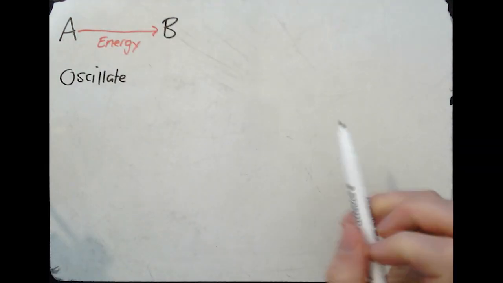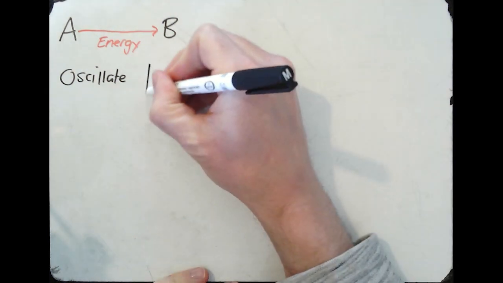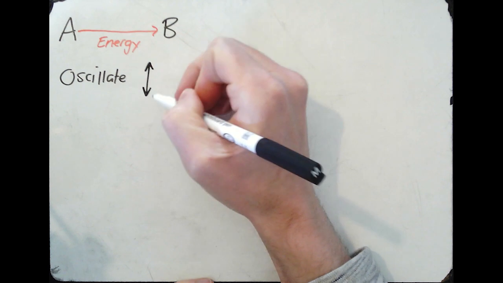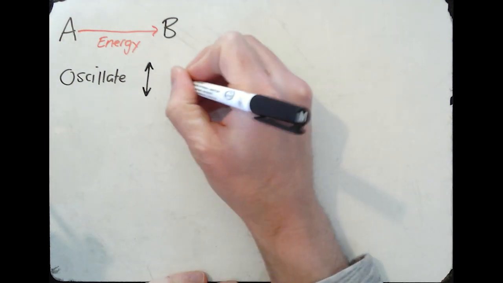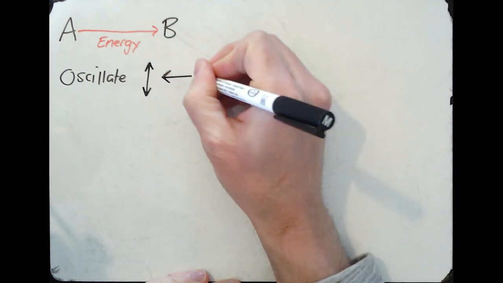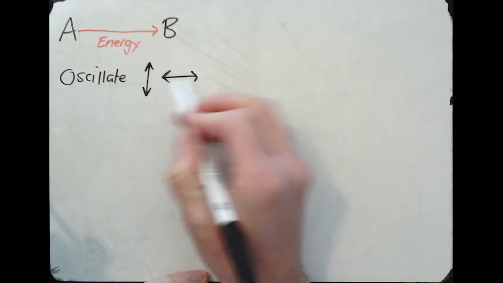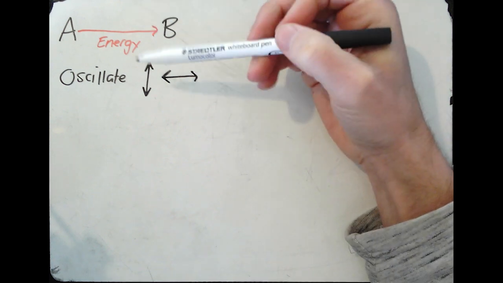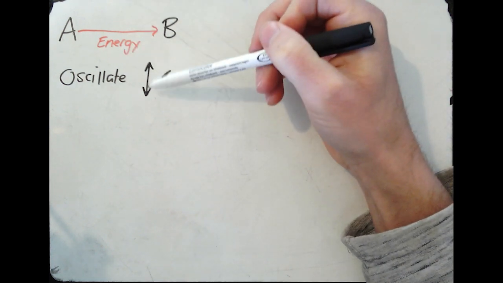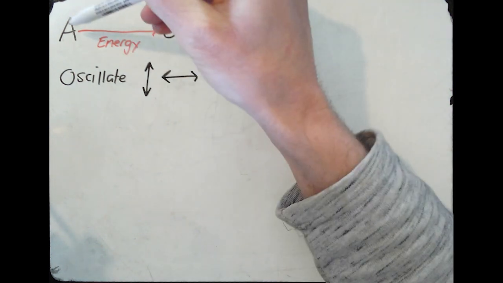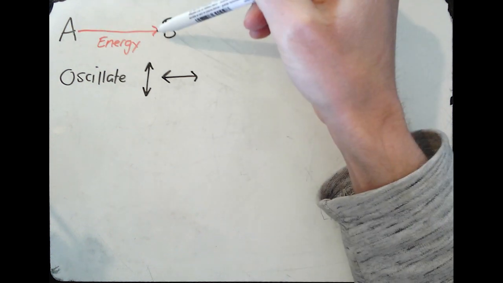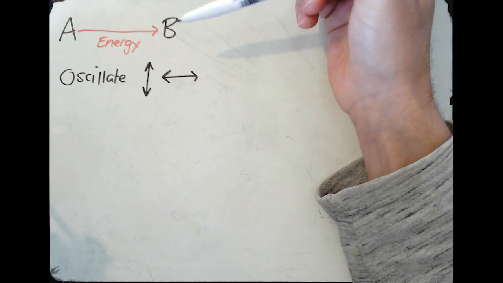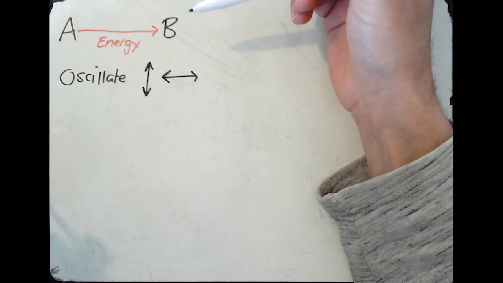And you can oscillate something up and down. So that's a forwards and backwards direction. So up, down, up, down. But you can also oscillate something left, right, left, right. So there are two different ways to oscillate. And it's the combination of the direction of the oscillation and the direction of the energy transfer that informs us whether something is a transverse or a longitudinal wave.